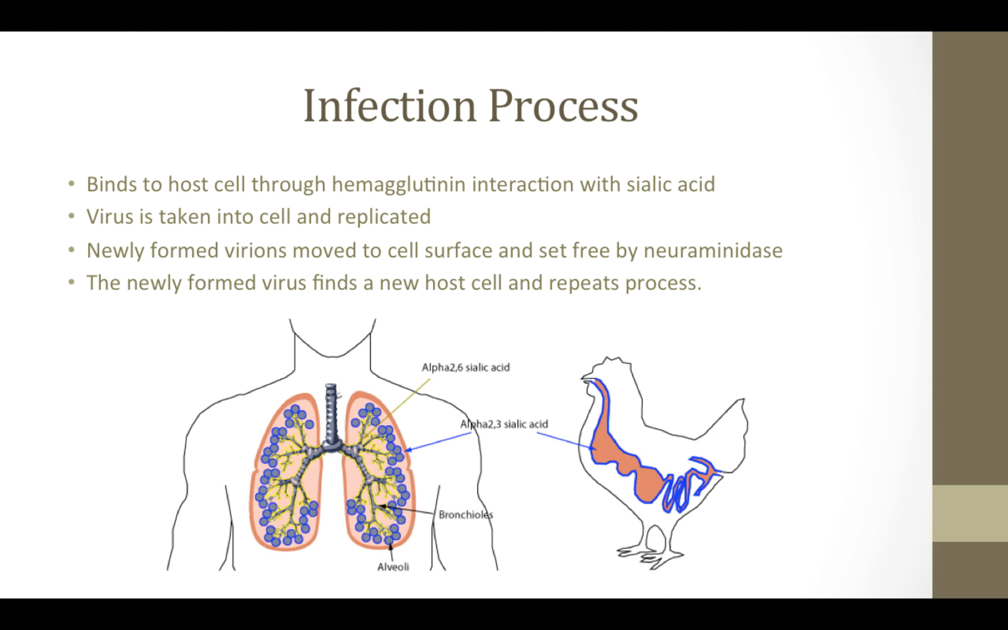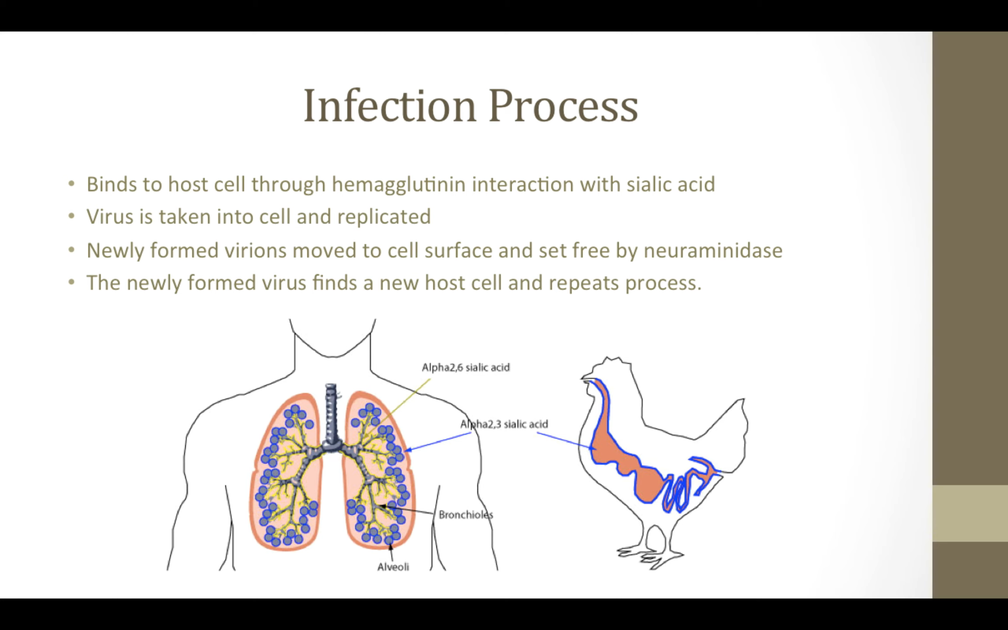So as far as the method by which the virus gains access to the body, what happens is the influenza virus binds to the host cell through key and lock type interactions between its hemagglutinin glycoprotein and sialic acid sugars on the surface of the epithelial cells that line the upper respiratory tract.